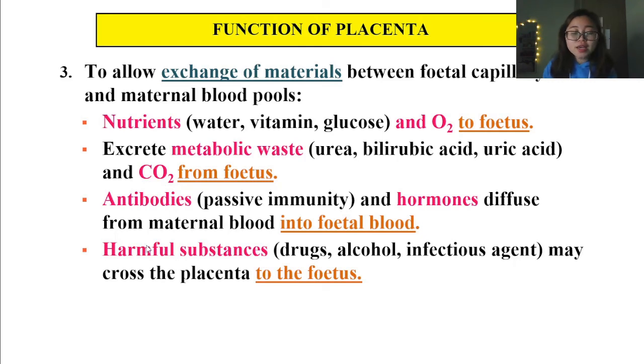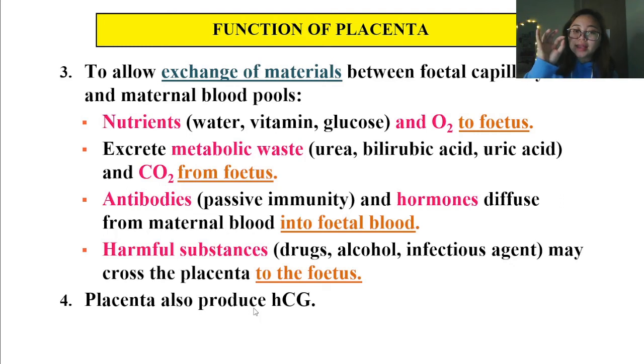Which is why, if you're pregnant, you are told not to take any drugs, not to drink any alcohol, and not to smoke during pregnancy. Because you don't want the harmful substances to cross over to your fetus through your placenta. At the same time, the placenta also produces another hormone called HCG. So that is the fourth function of placenta.